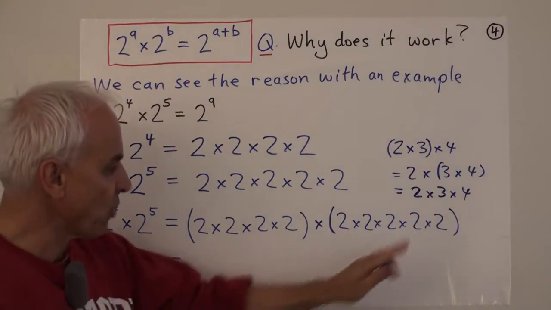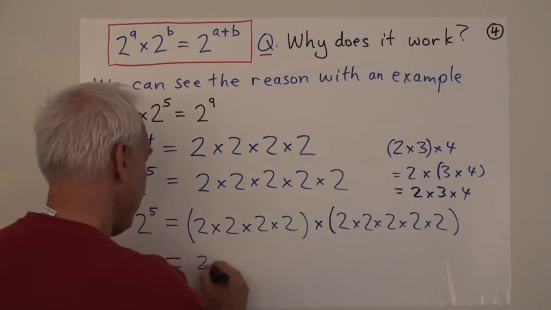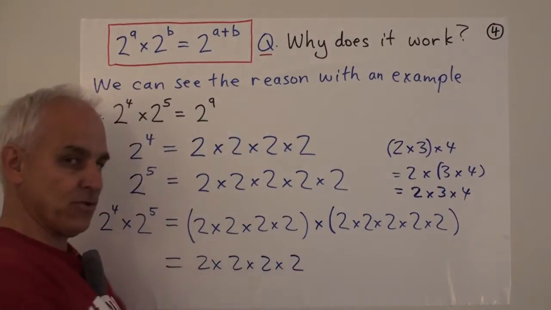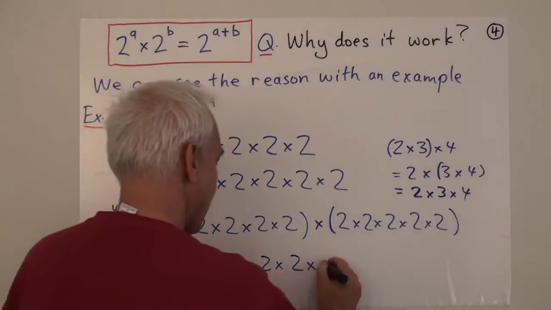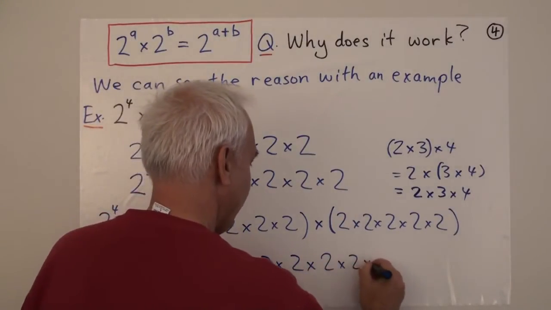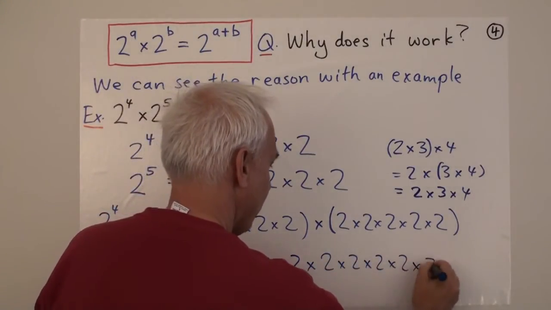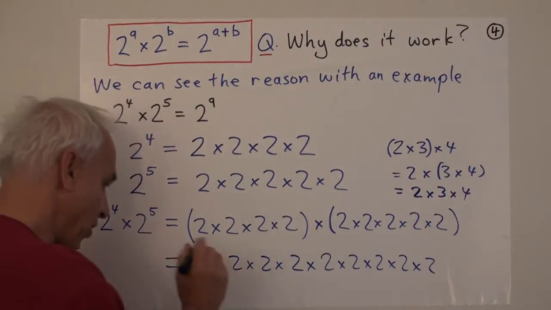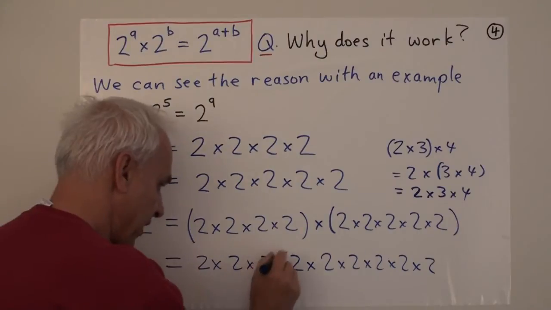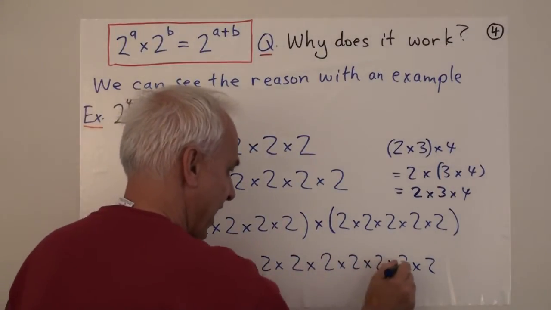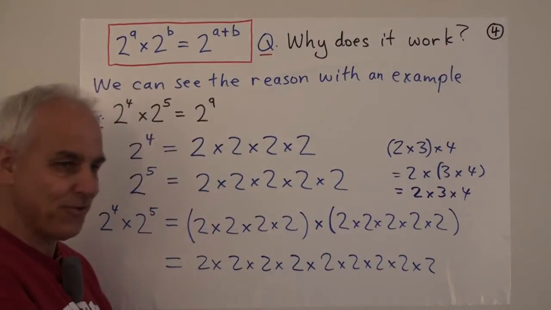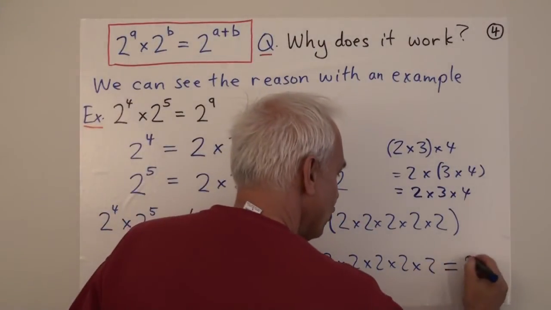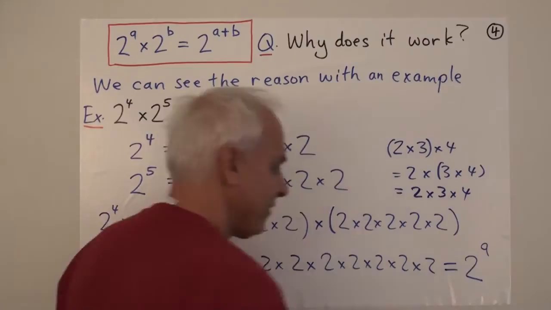So using the associative law, we can write this as 2 times 2 times 2 times 2. Those are the first 4. And then times 2 times 2 times 2 times 2 times 2. There are the last 5. And now we see that altogether there are 1, 2, 3, 4, 5, 6, 7, 8, 9. Of course there are 9 2's because there are 4 here and 5 there. So altogether we're getting 2 to the 9.